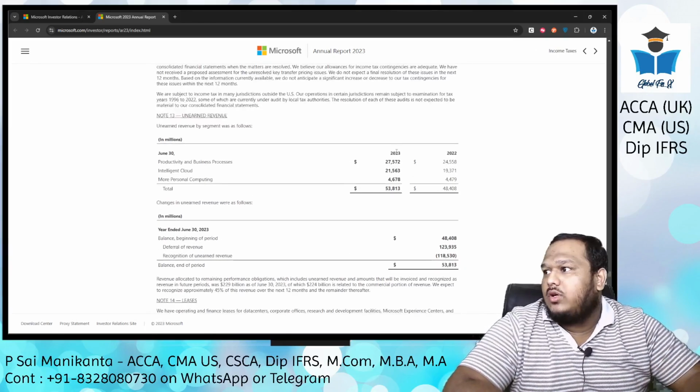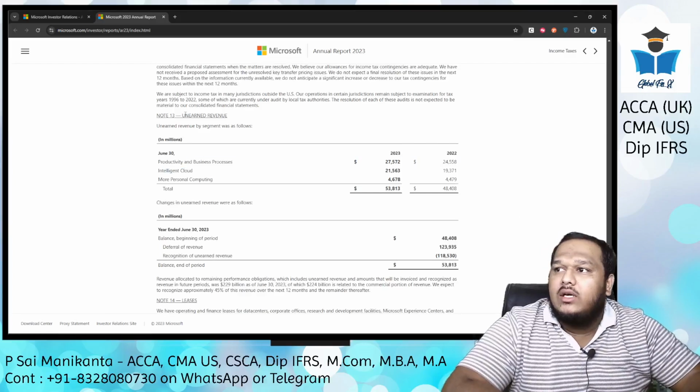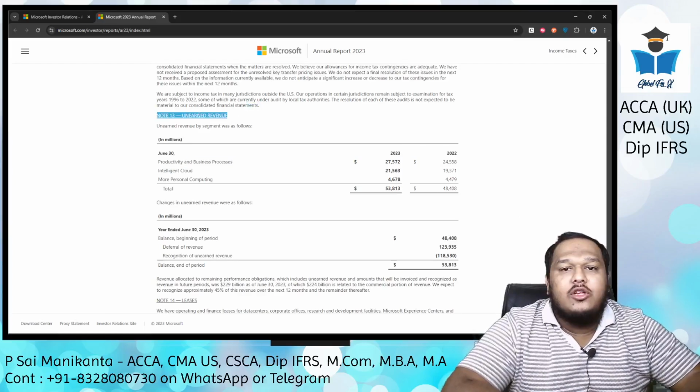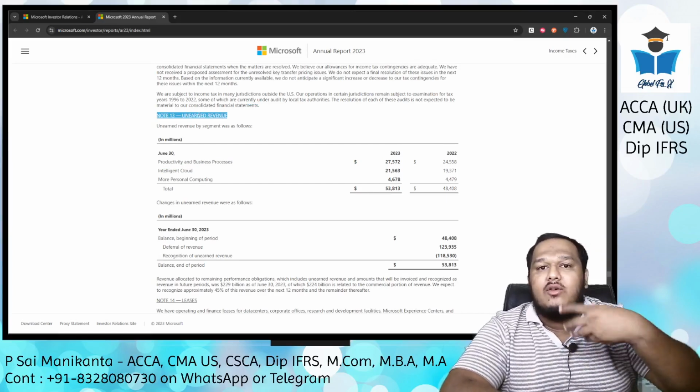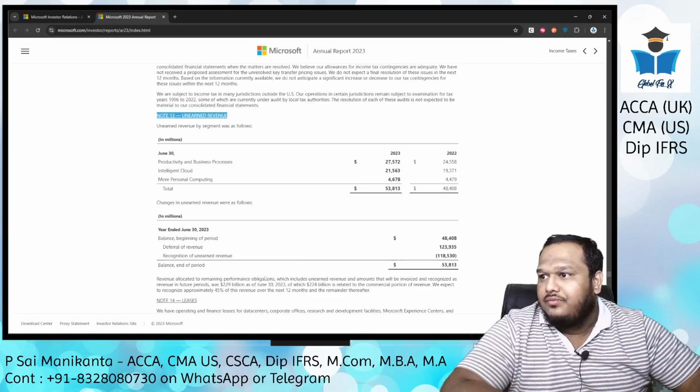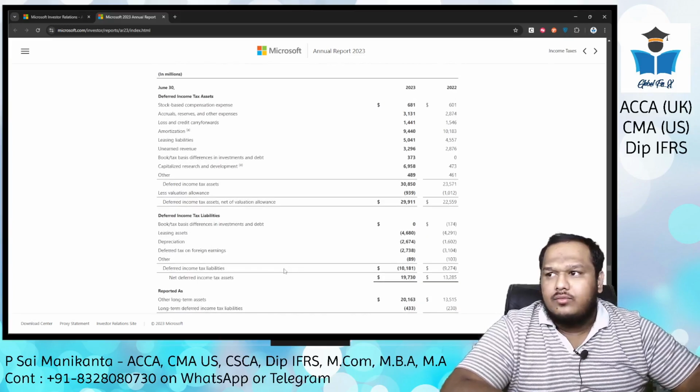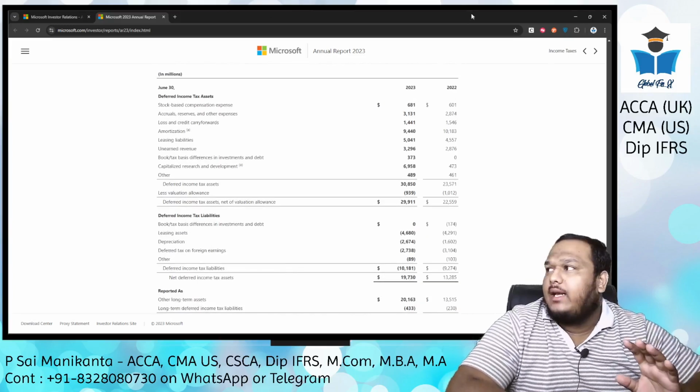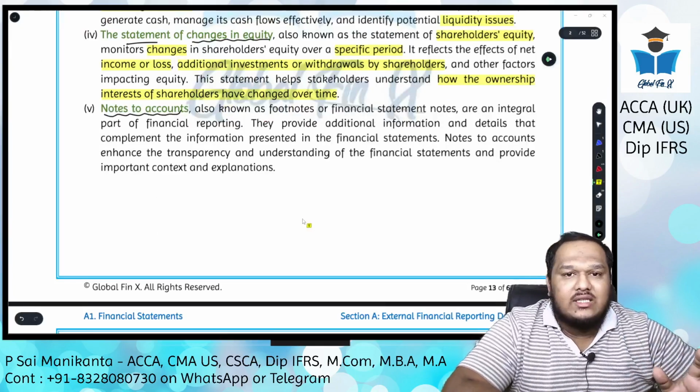unearned revenue. So here, there is some unearned revenue for the company as well. Unearned revenue means money received in advance but sale not yet completed. So this is a liability for the company. Okay. Alright, so I don't want to go through that in detail. I don't want to review Microsoft financial statements in the class.